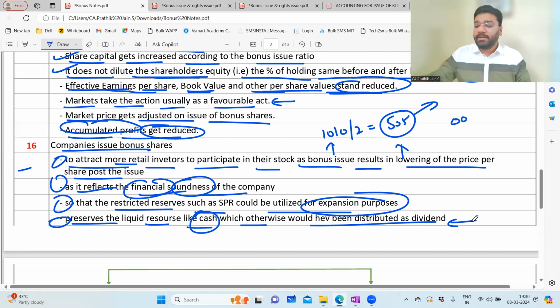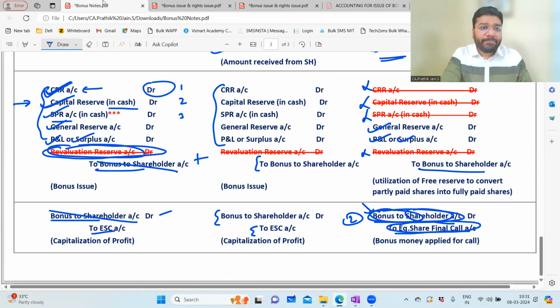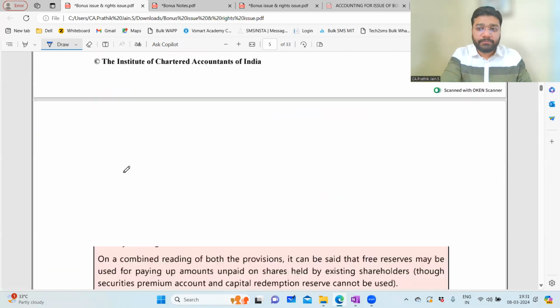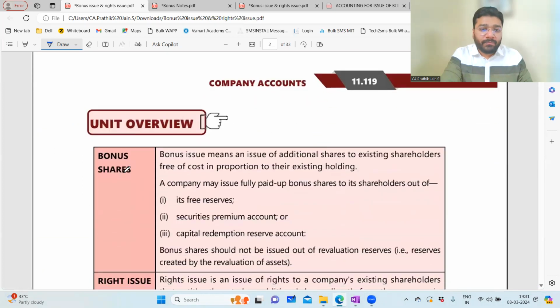Now, these are a few probable reasons why companies prefer going for issue of bonus shares. Any problem with this? Online people, any problem with this? No, sir. So what is the meaning of bonus shares?